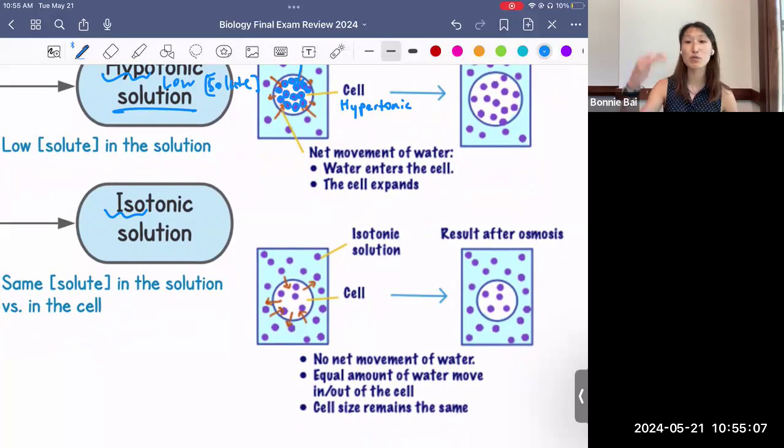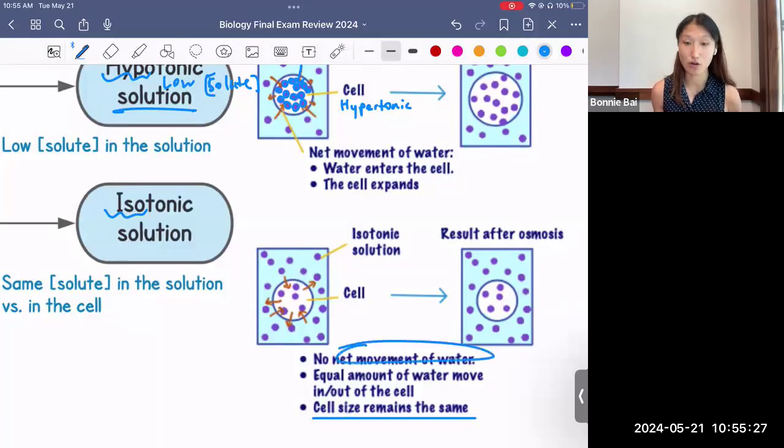The water is actually moving in both directions, into the cell and out of the cell, but it doesn't change the overall concentration of the solute or the water. So the concentration of both will still be the same. There's no net change of the cell size. The cell remains the same size. And there's no net movement of the water. As in overall, the water is not moving, even though the water is moving. But because we're moving in both directions equally, there's not an actual change in the amount of water moving in one direction versus the other.